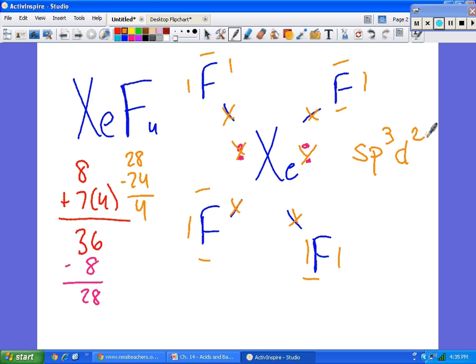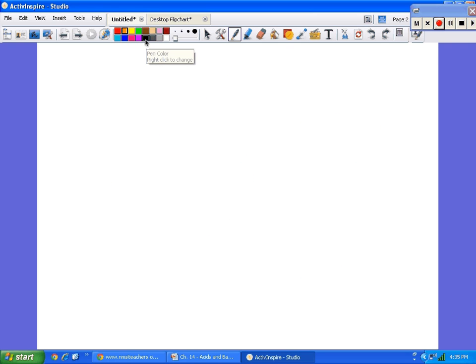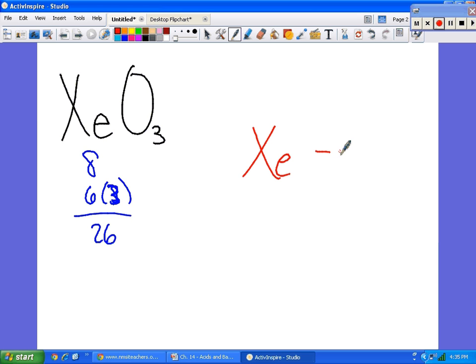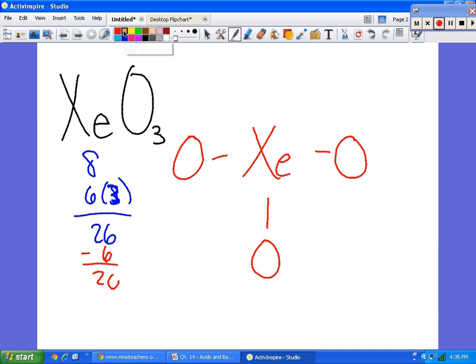Again, this is 8, and then 6 times 3 is 18, because there's 6 valence electrons of oxygen. 18 plus 8, 26. All right, so there's Xe. I'm just going to draw it like this, and you have O, O, O. So that's 2, 4, 6. So minus 6 equals 20. Fill it all the way up: 2, 4, 6, 8, 10, 12, 14, 16, 18. So minus 18 leaves you 2. 2, 4, 6, 8. And you're done.